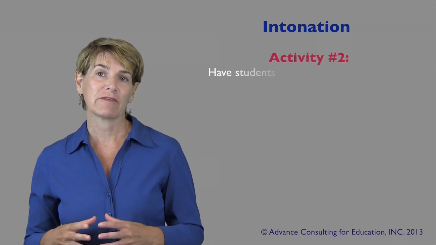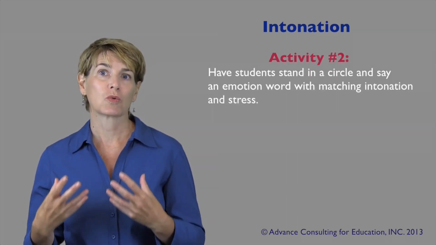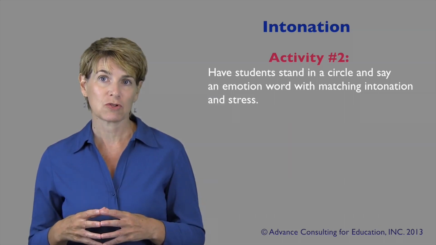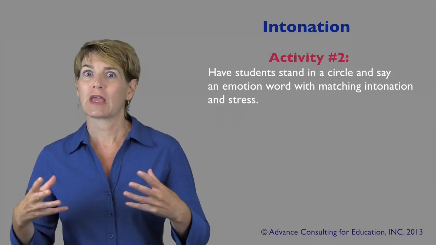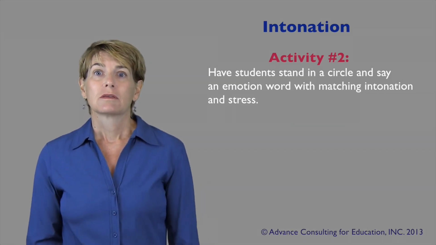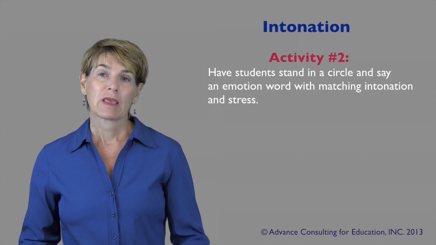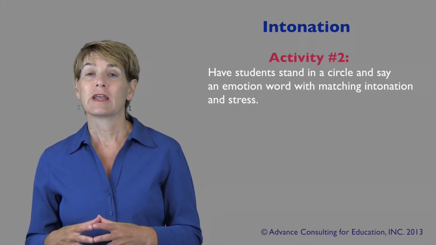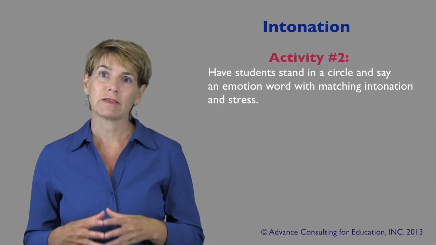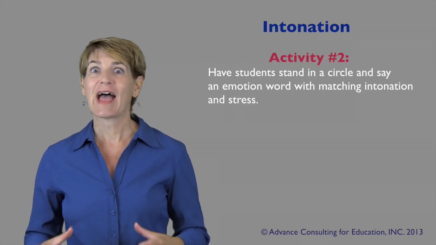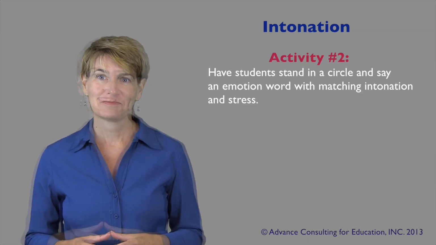You can do a variation on this activity by having students simply say an emotion word and then having their intonation and stress match that emotion. So instead of saying thank you and all the students copy that, a student can simply say sad. And then all of the students have to go sad. And the next student, after that's gone all the way around, can say happy. And all the students have to copy happy, and so on.